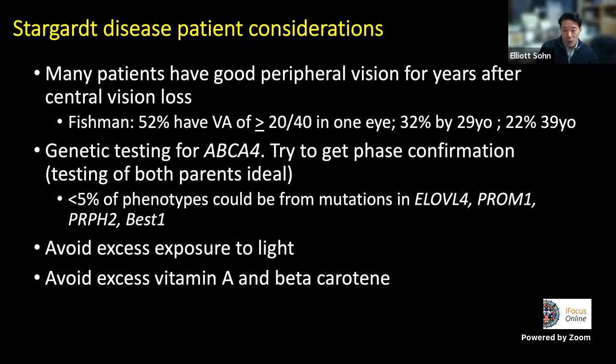Stargardt disease is driven by the visual cycle, and it's really from having too much retinol in the photoreceptor outer segment area. And what is that? That's vitamin A. So if you have excess vitamin A, that's likely to accelerate the disease as well. So you want to recommend that patients with Stargardt disease don't have as much vitamin A and beta carotene, which is a precursor for vitamin A. Now, the first AREDS vitamin did contain beta carotene, so we didn't recommend that to patients.